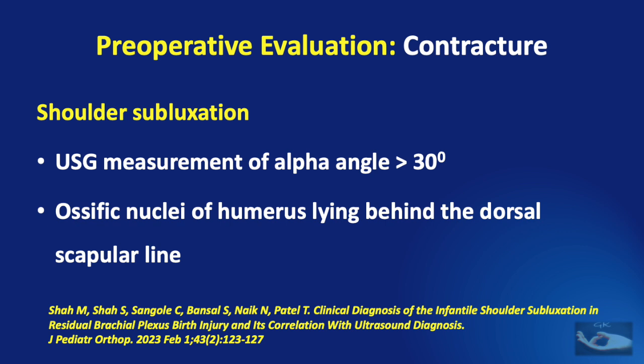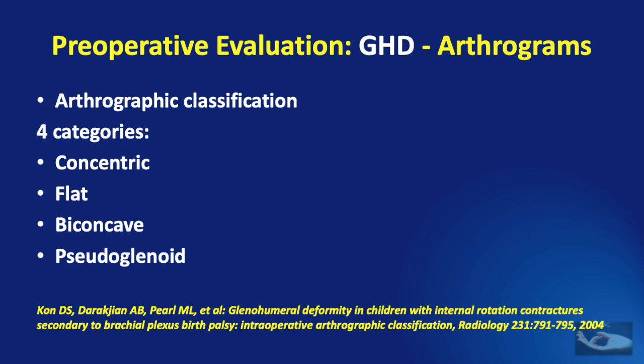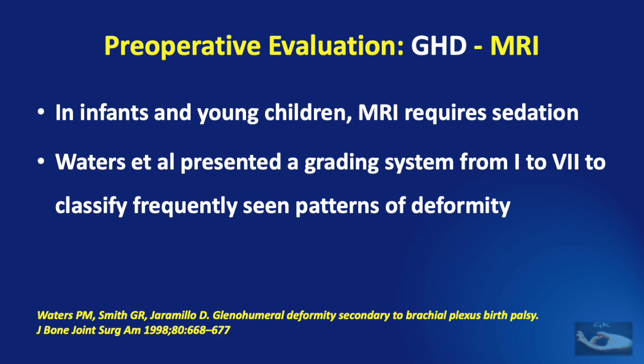The ultrasonographic findings that suggest shoulder subluxation are ultrasound measurement of alpha angle of more than 30 degrees and ossific nuclei of humerus lying behind the dorsal scapular line. We shall see more about this alpha angle soon. Arthrography can help in identifying the glenohumeral deformity as one of the four categories: concentric, flat, biconcave or pseudoglenoid. MRI is also useful, but we need to remember that in infants and young children, sedation is required.